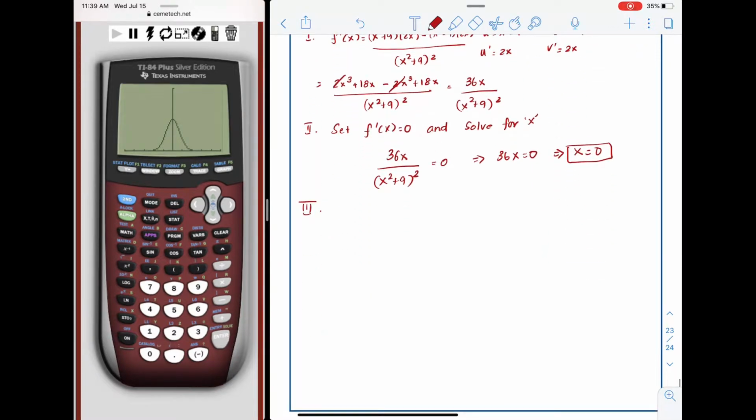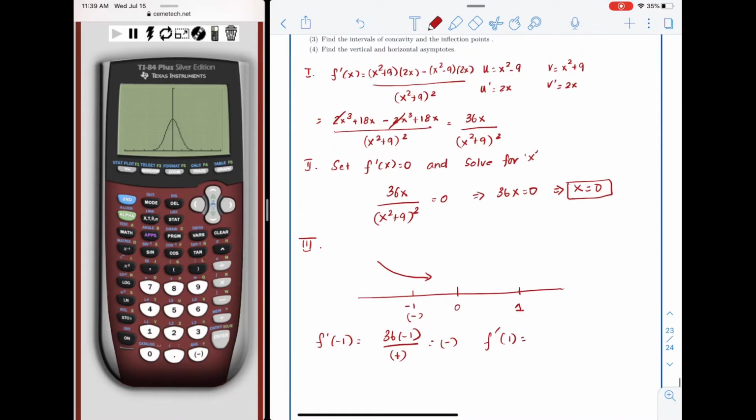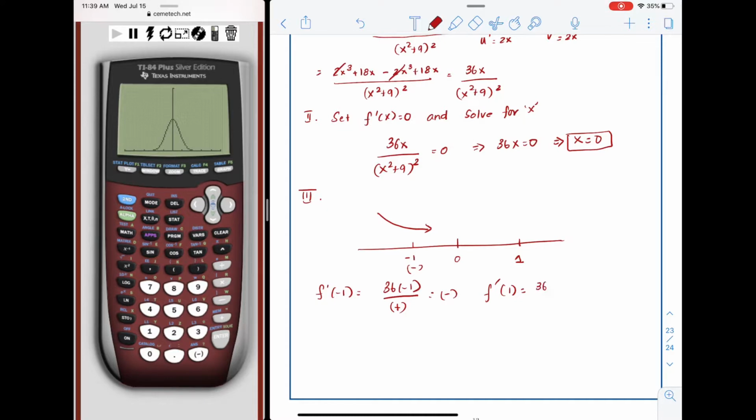Now we need to have test points. Pick an easy number. I'm going to pick -1 there, +1 there. f prime of -1 would be 36 times -1. The denominator is always a positive number, so I will end up getting a negative number, so the function is decreasing. f prime of +1 would equal 36 times 1, the denominator is always positive, I get a positive number, so the function is increasing.